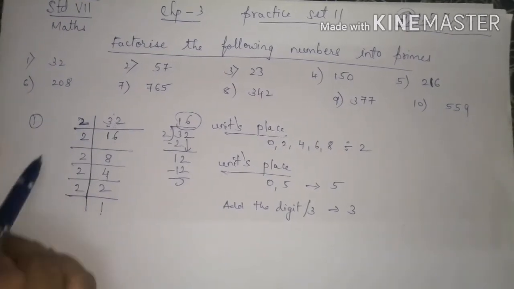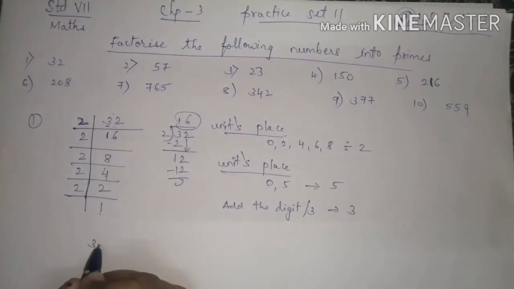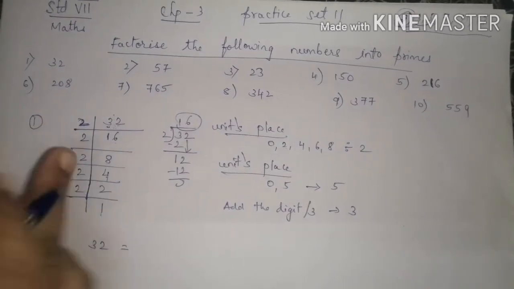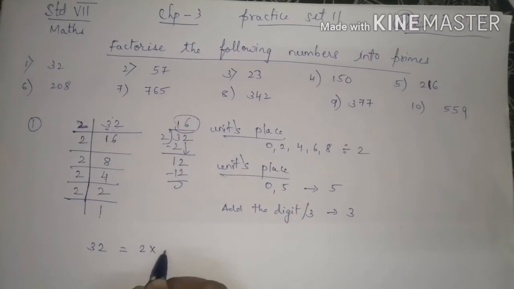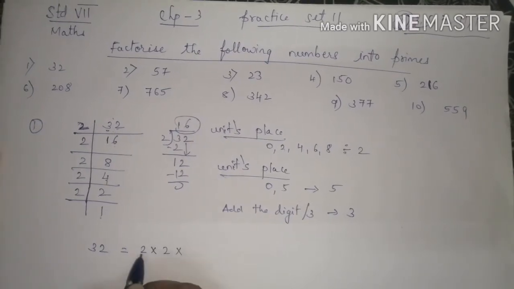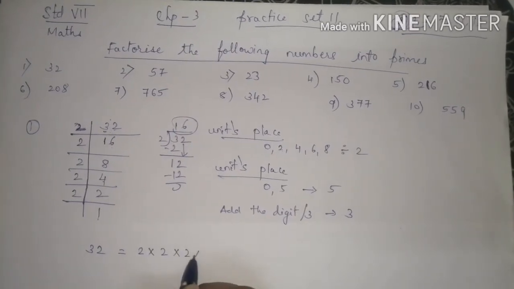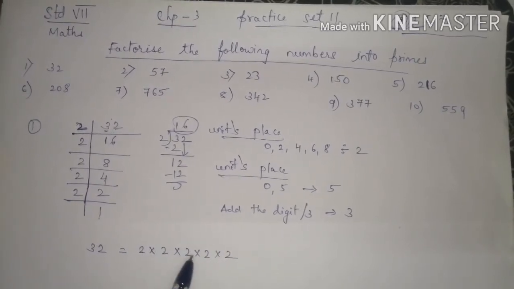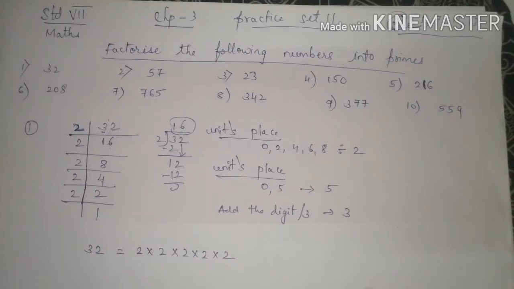So these are all the prime factors of 32. You have to write it like this: 2 how many times? 1, 2, 3, 4, 5 times. So you put a multiplication sign between them: 2 multiplied by 2, multiplied by 2, multiplied by 2, multiplied by 2. So 2 five times: 1, 2, 3, 4, 5. So let's see the next number.